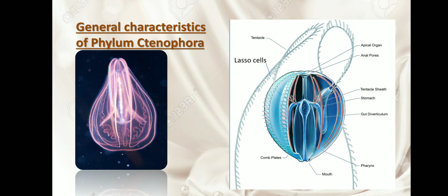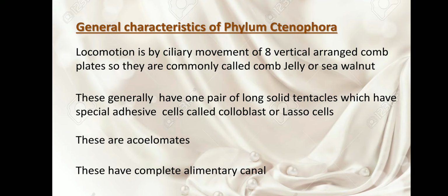The next picture shows a very bright picture of Ctenophora because they can produce and emit light. That's why they show the bioluminescence phenomenon, meaning living organisms that can produce and emit light, just like a firefly. Next, locomotion is by the slurry movement of 8 vertically arranged comb plates. So they are called comb jelly, or they are also known as sea walnut.